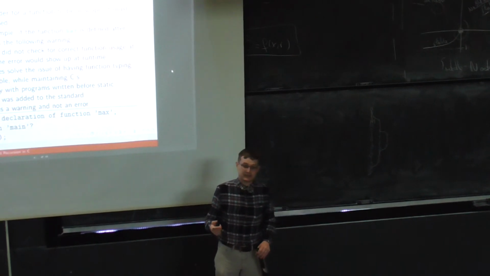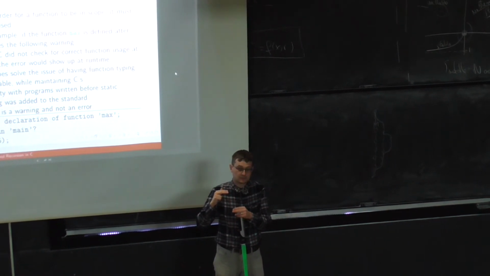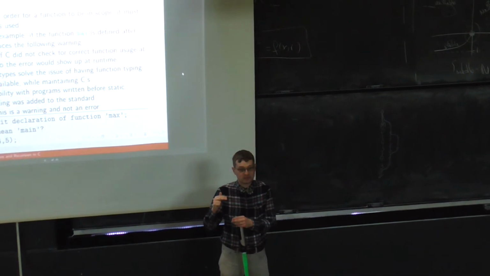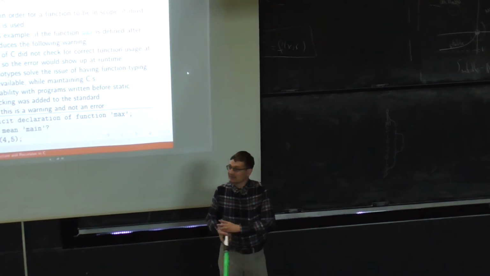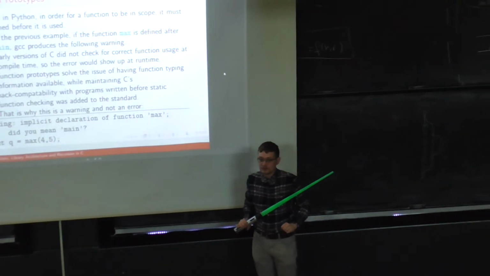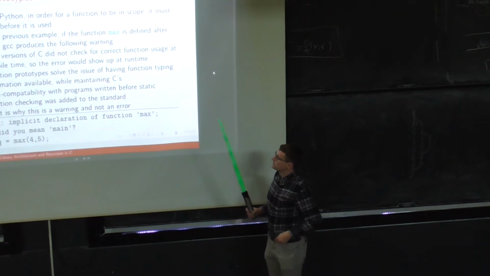The other thing that it allows you to do is to have 2 functions which call each other. Because that type of circular reference, if one has to be defined before the other, can't actually happen unless you have function prototypes pre-declaring the types of both of them. Make sense? Good.